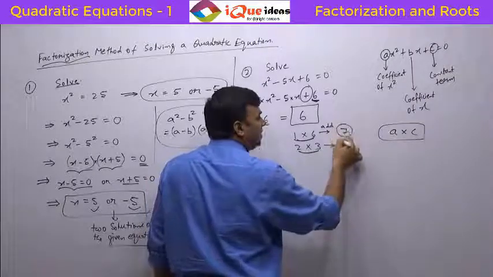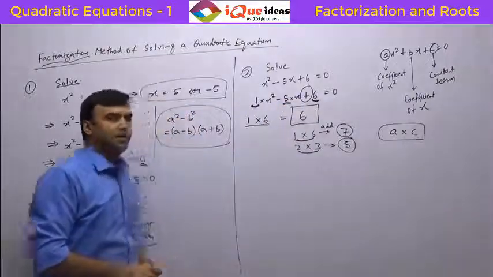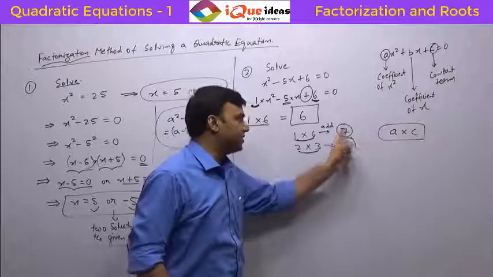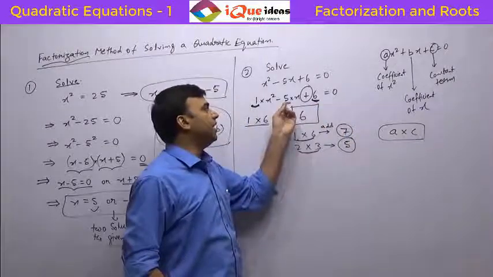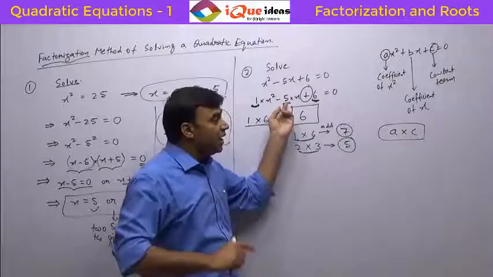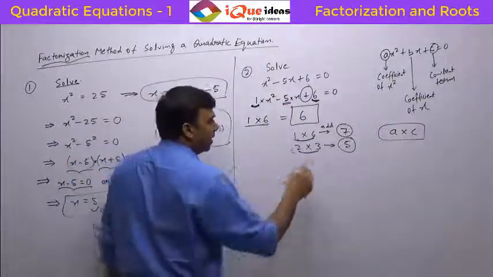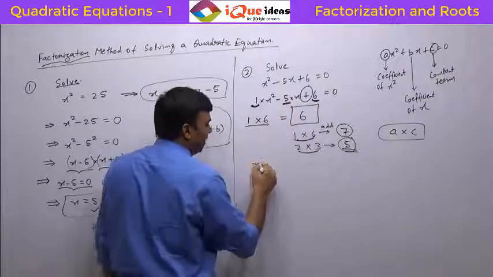If any one of these numbers is present as the coefficient of the middle term, I repeat very clearly, if any one of these numbers, whatever sum we have calculated, is the coefficient of x, then only the factorization can happen. Right? Now here, 5 is there, so the factorization is possible. How will it be possible? Let me write it again.